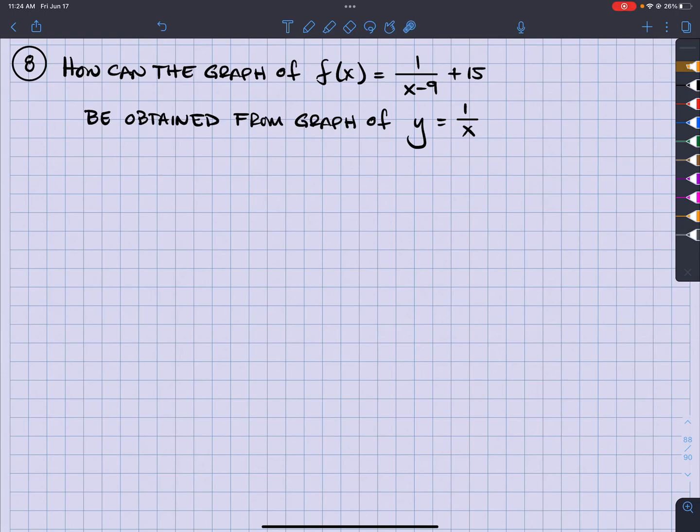All right, so it wants me to graph 1 over x minus 9 plus 5. But I need to obtain that graph if I was given this graph here. So the question is, what would happen?